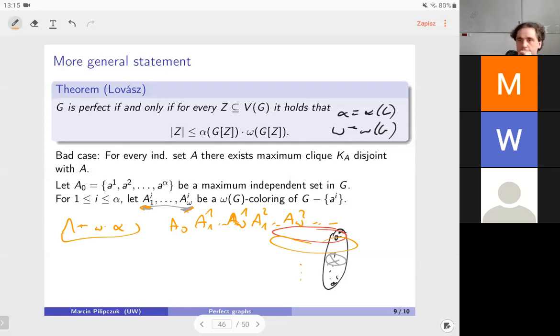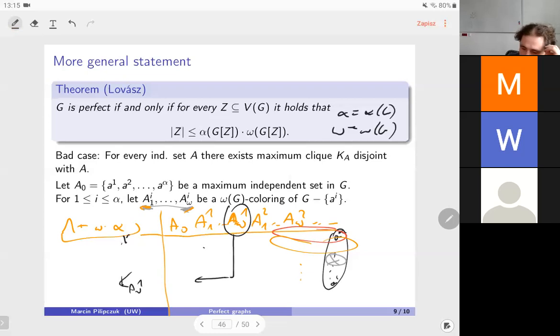Now what I want to do is produce cliques that intersect them in a strange fashion. The observation is as follows. For any independent set, I have these cliques, and for every one of these cliques, there's actually a K_A_omega^1.